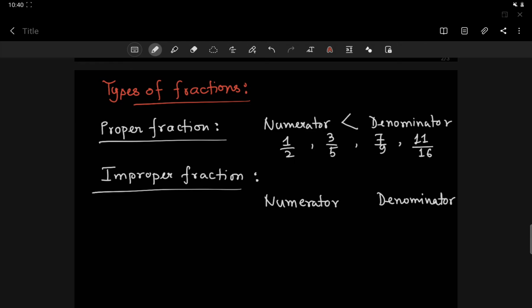And what will be for the improper fractions? The numerator must be greater than the denominator. Suppose 5 by 3, 4 by 3, 7 by 5, 11 by 9. They are all improper fractions. The numerator should be greater than the denominator.